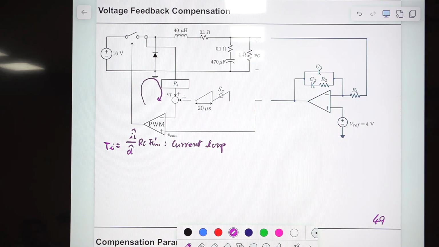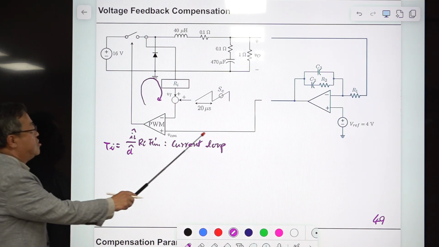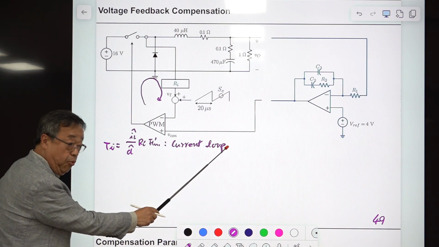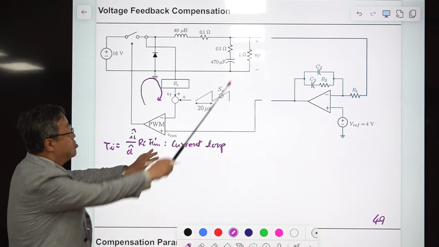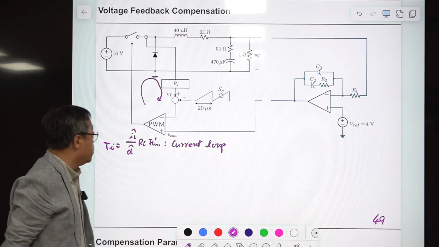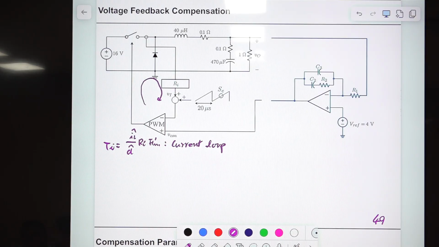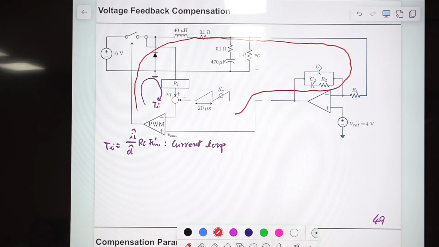In this case, we assume this is connected to a constant DC voltage, so this loop is disconnected. This is the current loop Ti. There is another loop as defined, this path. We call it TV. For this, we assume this is connected and this is disconnected. Then this is the TV.